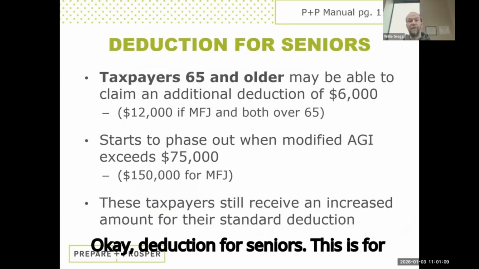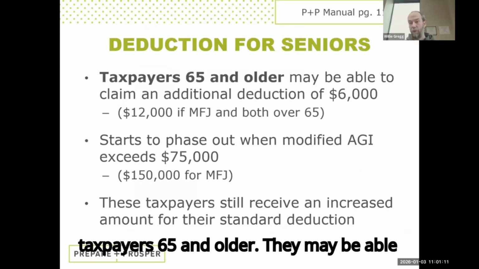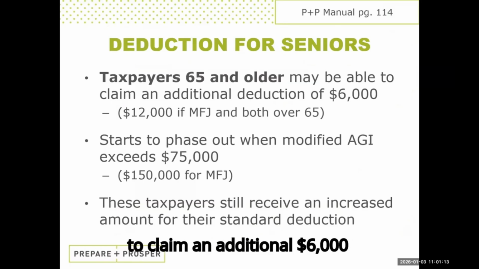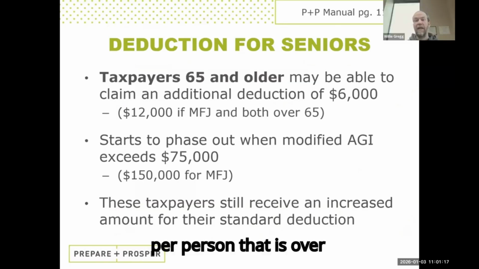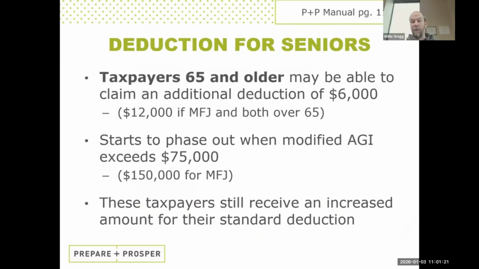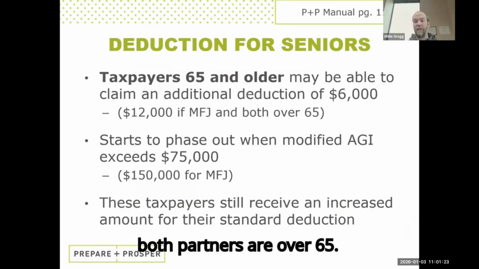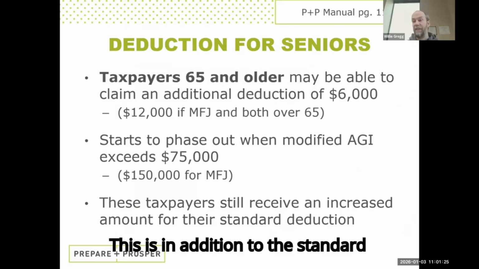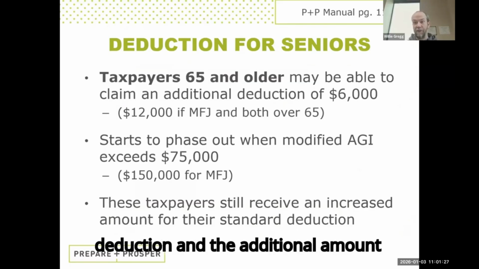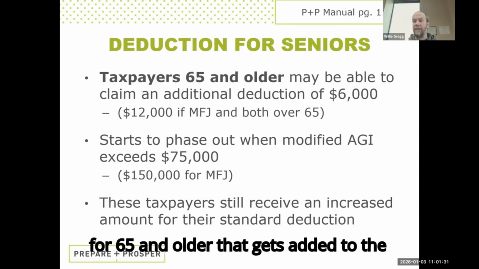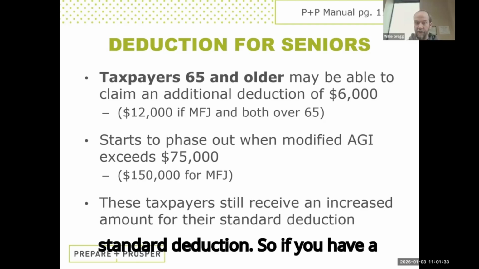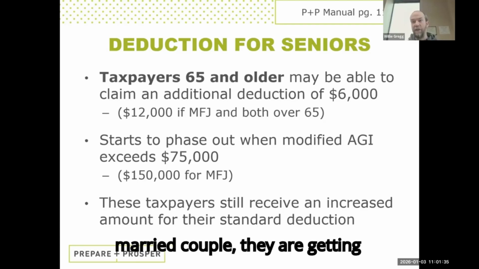Okay, deduction for seniors. This is for taxpayers 65 and older. They may be able to claim an additional $6,000 per person that is over 65, so $12,000 if both partners are over 65. This is in addition to the standard deduction and the additional amount for 65 and older that gets added to the standard deduction.